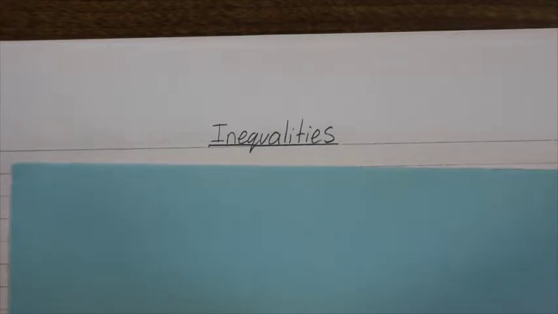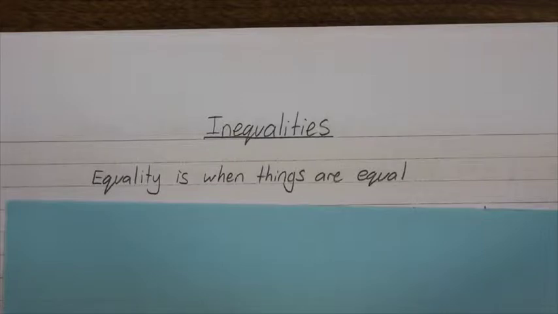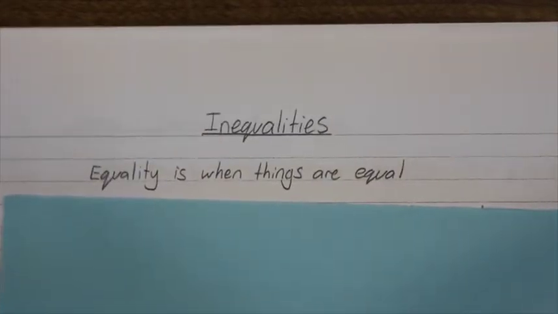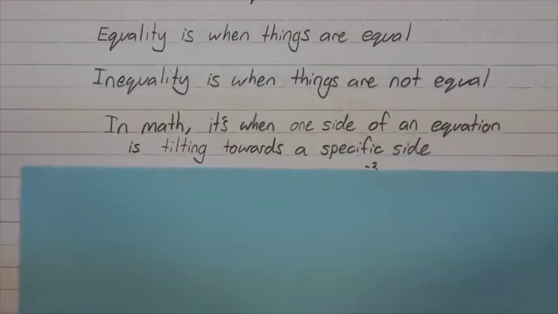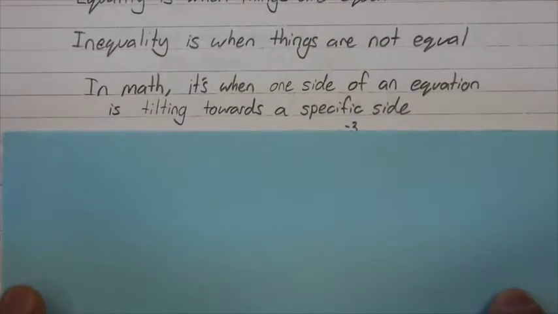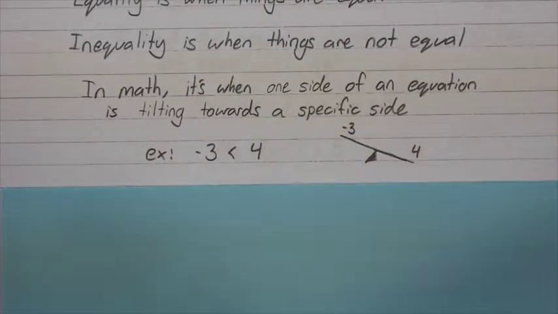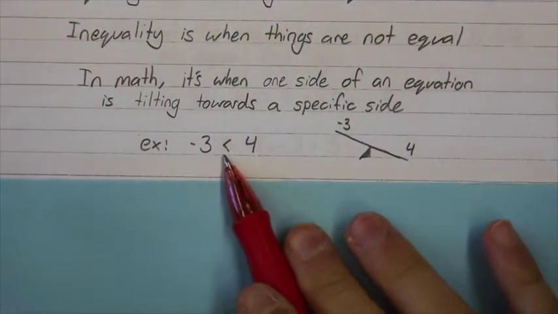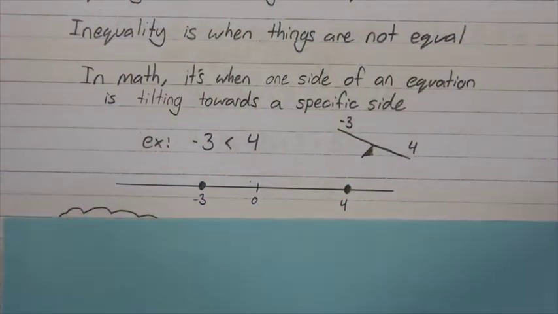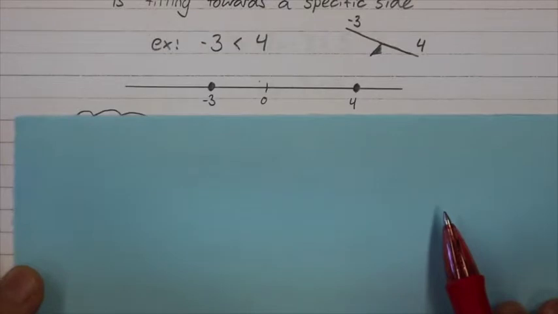Again, we're not going to be using an equal sign here, because an equality is when all things are equal, and an inequality is when things are not equal. In math, it's when one side of an equation is tilting towards a specific side. Just like we saw with the balance, one side is greater than the other side, meaning one side is less than the other side. So here, 4 is obviously quite a bit larger than -3. So we say -3 is less than 4.